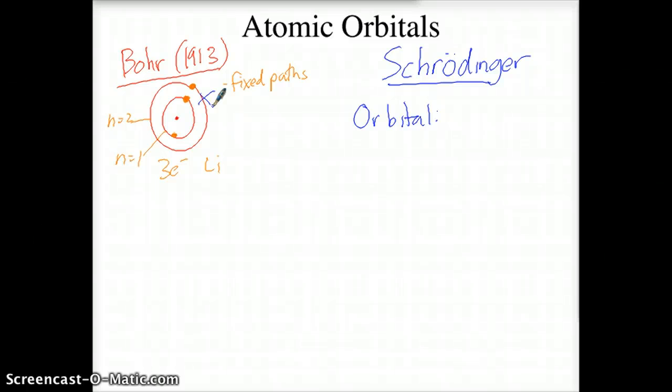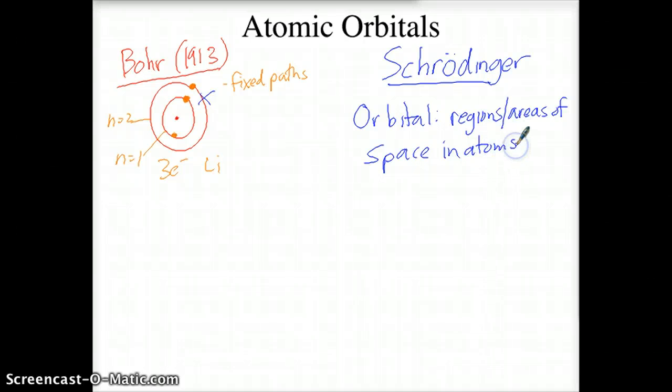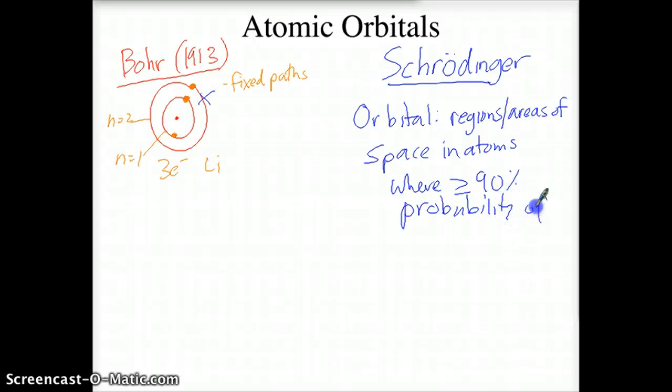What orbitals actually are are regions or areas of space in atoms where there's a 90% probability, a chance, of finding an electron. And again, there's a famous equation called the Schrödinger equation that can be solved with some very advanced mathematics to prove what these regions look like.